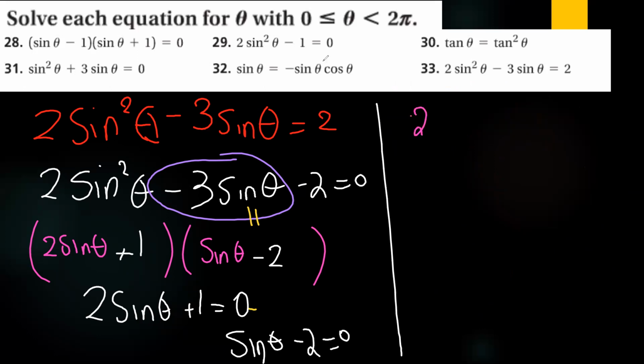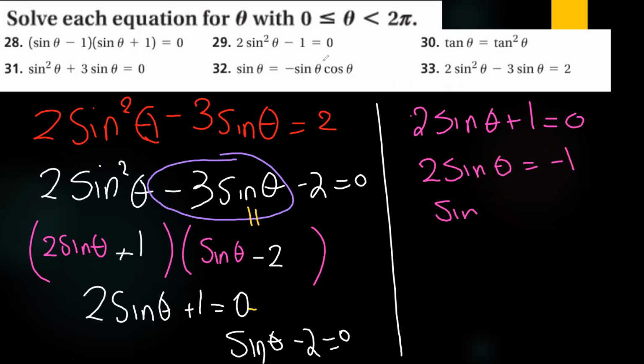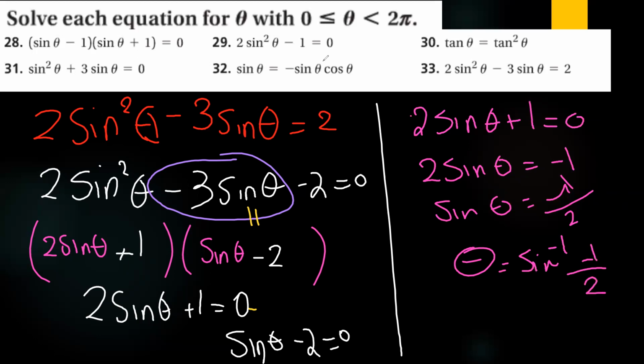So 2 sine of theta plus 1 is 0. That means 2 sine of theta is negative 1. That means sine of theta is negative half. That means theta is sine inverse of negative half. Now let's remember, how did you find the angle whose sine is negative half?